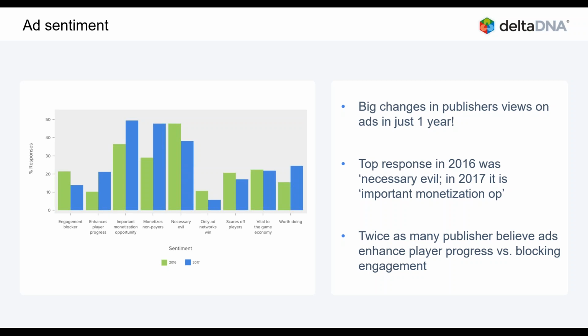And the other big increases you can see in responses, even though they're sort of below the top line ones, are that people stop thinking that it's an engagement blocker. So the fraction of people that thought ads are an engagement blocker went down from 20 to a bit more than 10%, and all the other sort of negative sentiments went down as well. So scaring off players went down. People started to think that actually ads could enhance player progress. Fewer people were thinking that ad networks win, and obviously altogether that they're much more worth doing.